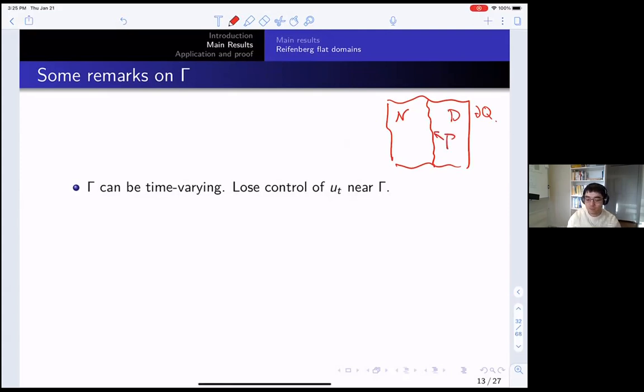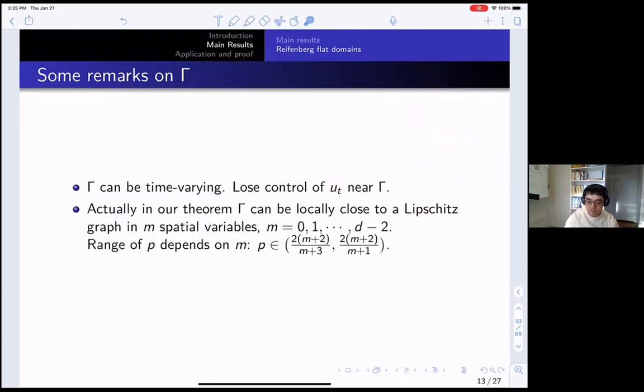In our results, we allow this gamma to depend on time. So we typically lose control of u_t near this gamma. We cannot differentiate the equation or anything, and this creates one of the problems in our proof. Also our gamma can be more general than locally flat. We can allow gamma to be locally close to a Lipschitz graph in m spatial variables. When it's a graph of zero variables, it's just a hyperplane. When it's a general Lipschitz function depending on all the other variables, of codimension d minus two, then it's just a Lipschitz graph.